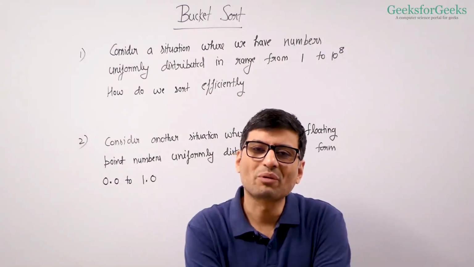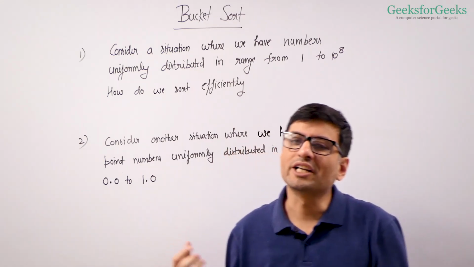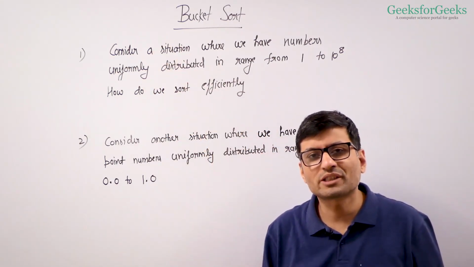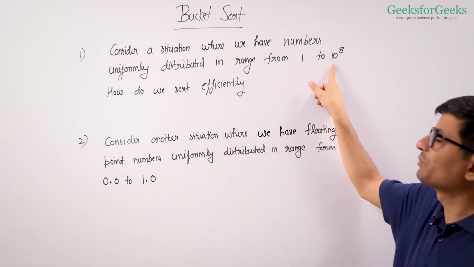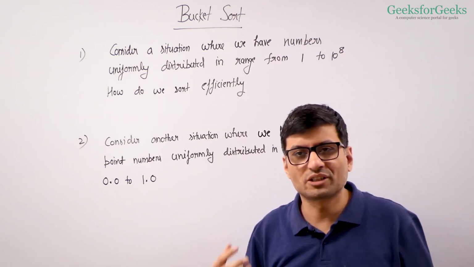Hi, let's talk about bucket sort. Let's understand these two problems to get an idea of bucket sort. In the first situation, we have numbers in range from 1 to 10 raised to the power 8, and these numbers are uniformly distributed in this range.